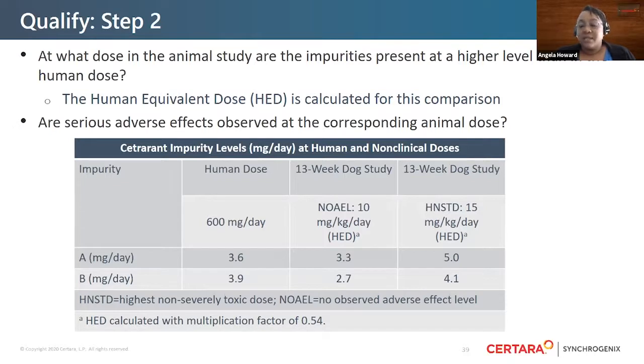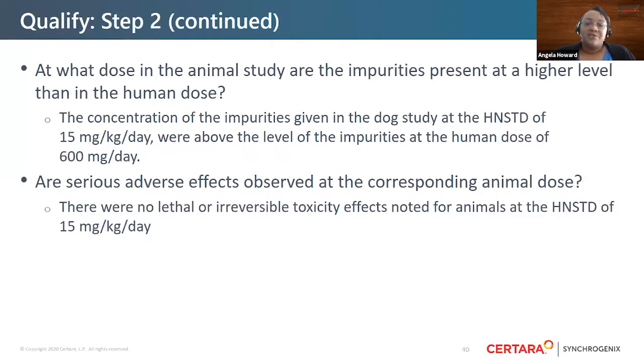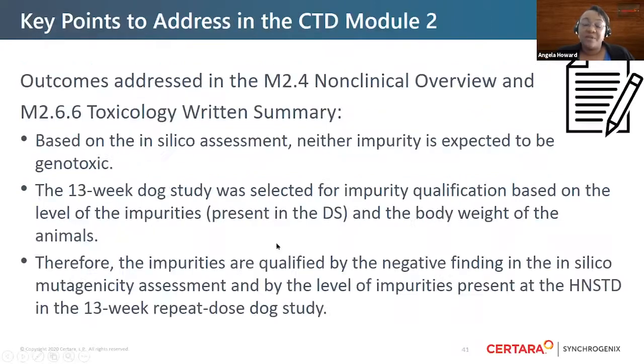And so we actually went to the next dose in the study, which was the HNSTD, the highest non-severely toxic dose. And that was 15 milligrams per kilogram per day. And there we have 5 milligrams per day of impurity A that was administered and 4.1 milligrams per day of impurity B that was administered. And so next slide, please. And so to answer that first question, at what dose in the animal study are the impurities present at a higher level than the human dose, we found that that dose was the HNSTD, so the highest non-severely toxic dose of 15 milligrams per kilogram per day.